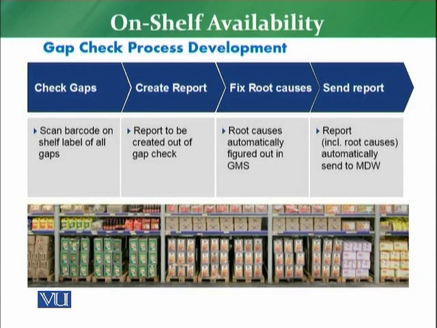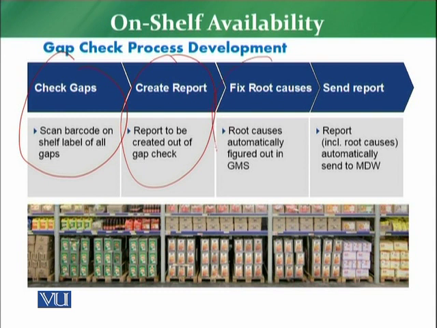So gap check process development, how it works. There are 4 steps to it. Let me review quickly. The first part is about checking gaps. You have to scan the barcode on the shelf label of all gaps. So first of all, you do the scanning of the barcodes. And after that, you have to create a report, because that report will give you the products which are actually appearing in the gap check.